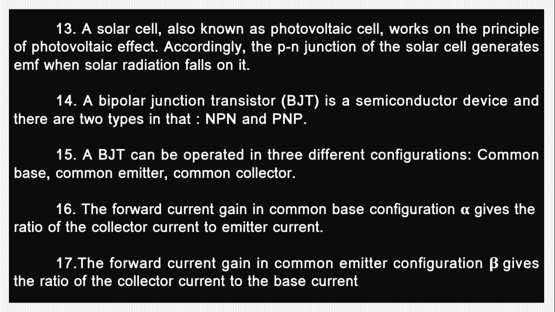17. A bipolar junction transistor, BJT, is a semiconductor device and there are two types in that, NPN and PNP. 18. A BJT can be operated in three different configurations: common base, common emitter, common collector. 19. The forward current gain in common base configuration, alpha, gives the ratio of the collector current to emitter current. 20. The forward current gain in common emitter configuration, beta, gives the ratio of the collector current to the base current.